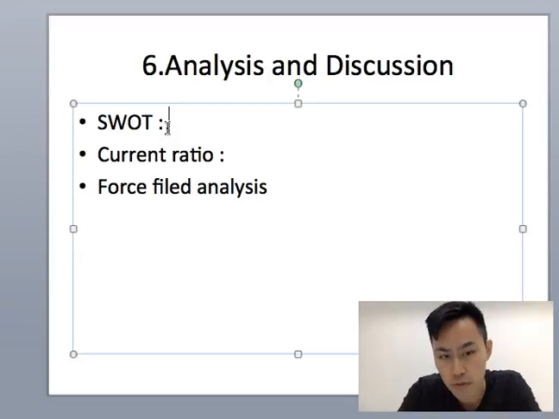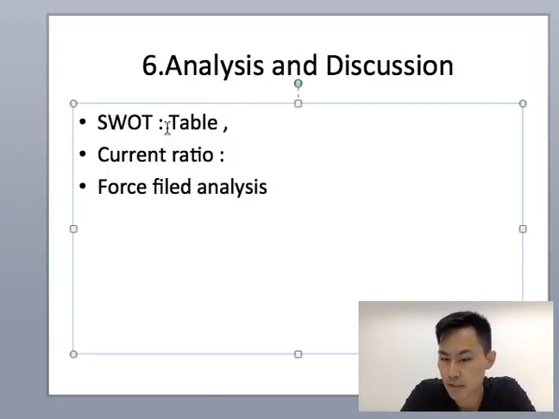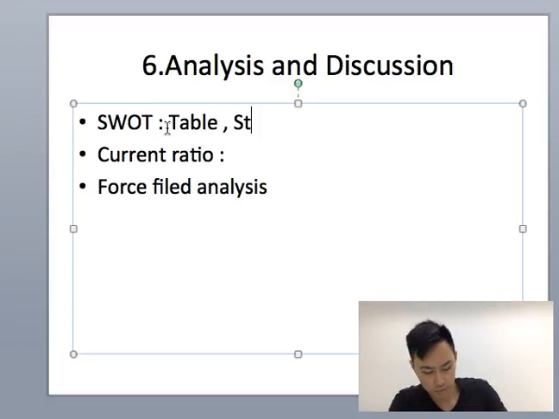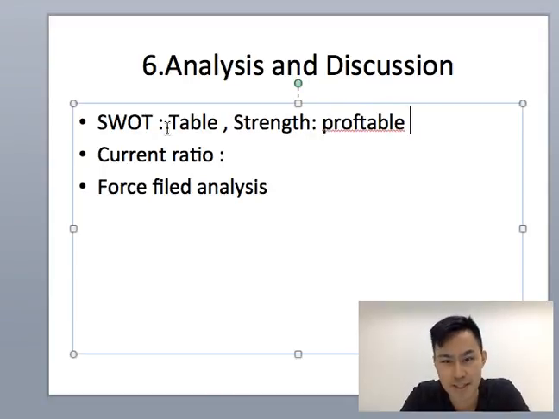For the SWOT analysis, obviously we need to make a table of that. In that table, you have to mention everything in detail, and not just a sentence. For example, a bad example would be under strength, if you just mention that they are profitable. This is not a good example.